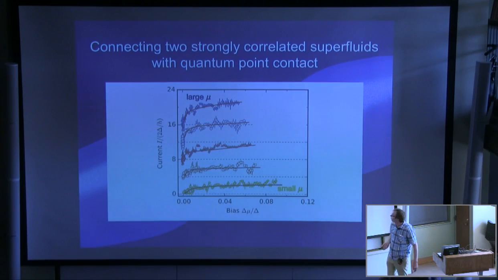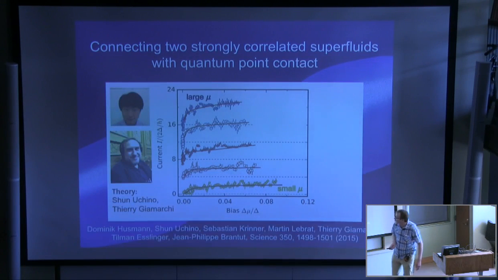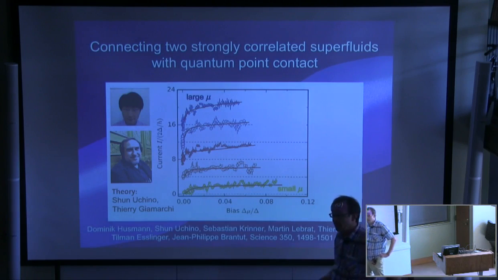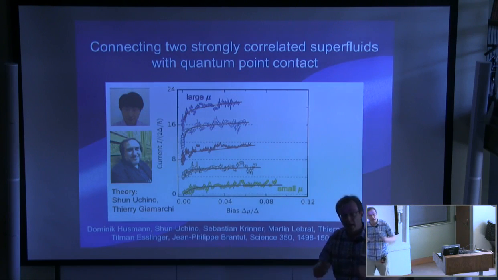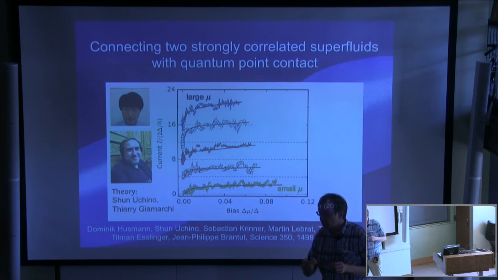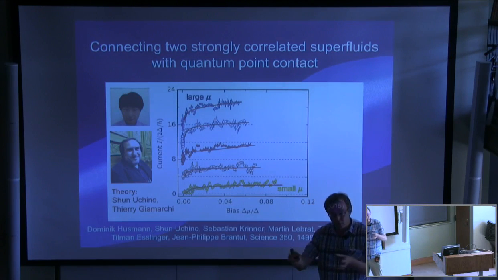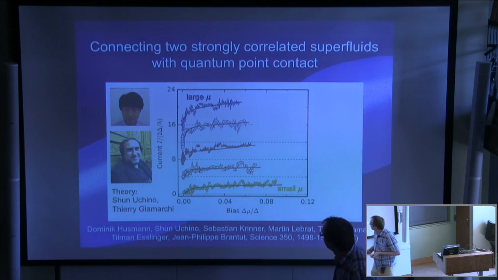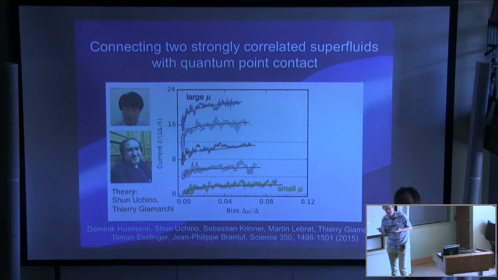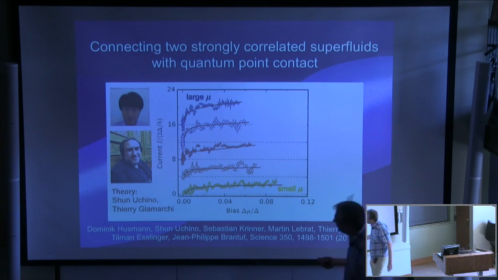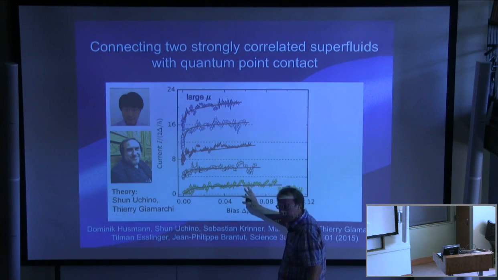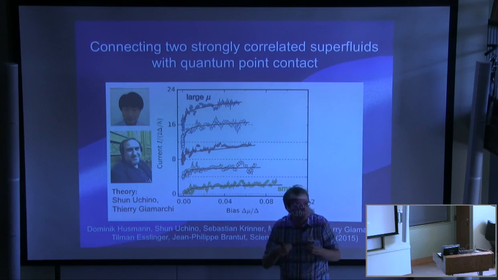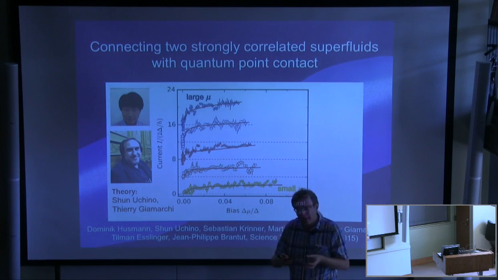These theory curves come from our colleagues Shun Uchino and Thierry Giamarchi, because we thought that we have this one-dimensional system between the two reservoirs. So clearly we asked Thierry. However, it actually turned out that these measurements have not much to do with actual 1D physics.